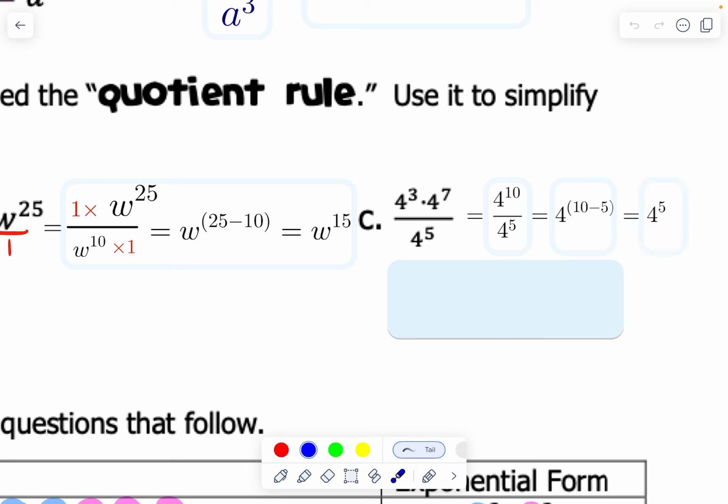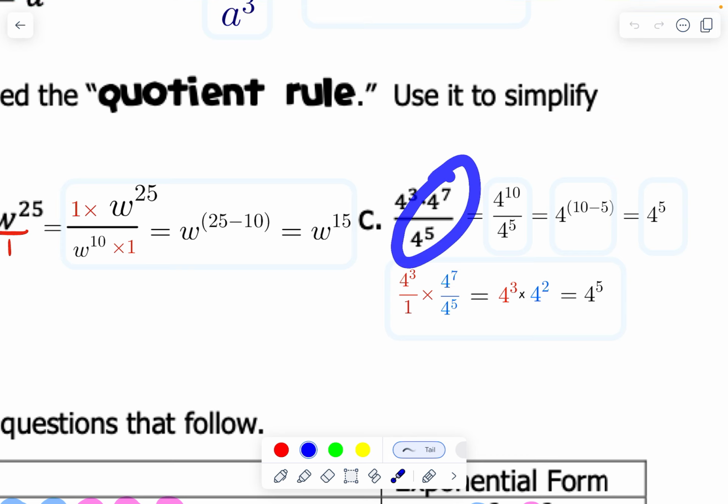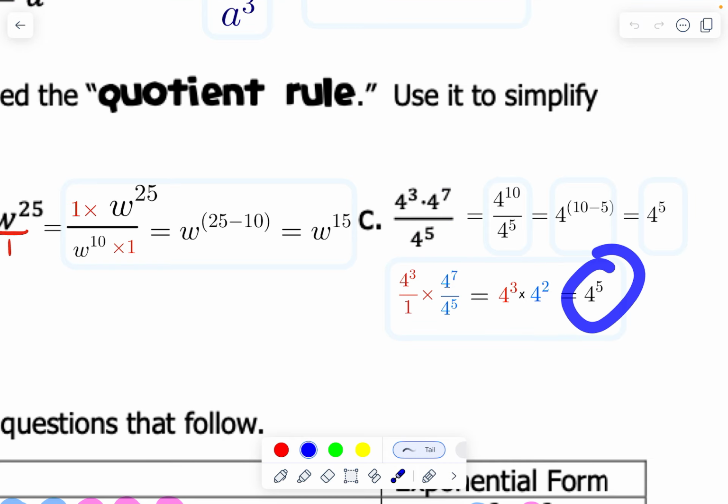We could approach this differently, and we could say it's 4 to the 3rd times 4 to the 7th over 4 to the 5th, which if I cancel, or if I apply the quotient rule, is going to leave me with 4 to the 2nd. So I will get 4 to the 3rd times 4 squared, and I will end up with 4 to the 5th. Again, that 4 to the 3rd stays there. 5 4s get canceled off the top by canceling out the 4s on the bottom, and I'm left with 4 to the 5th.